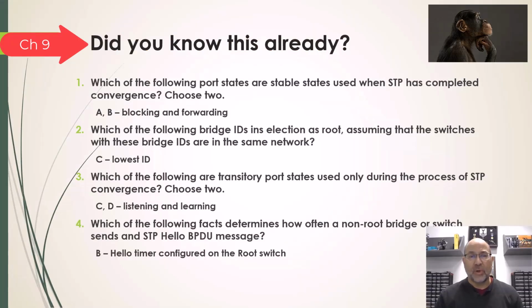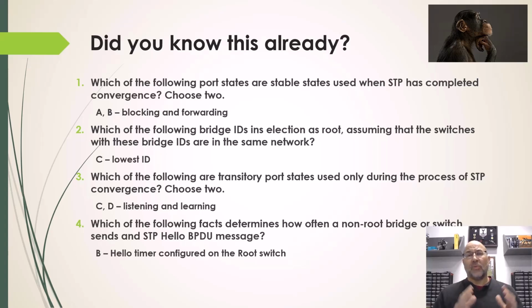Question number 1, which of the following port states are stable states used when the Spanning Tree Protocol has completed convergence? Now, there's a couple of things here. Convergence is when the topology is all done figuring out what it is. Now, maybe to preface all of these, if you're trying to go, well, wait a minute, what's spanning tree all about? I sort of say that spanning tree is the save-your-butt sort of protocol. And that is to say that if you make mistakes or something goes wrong with your layer 2 topology, spanning tree is running by default and saves you.